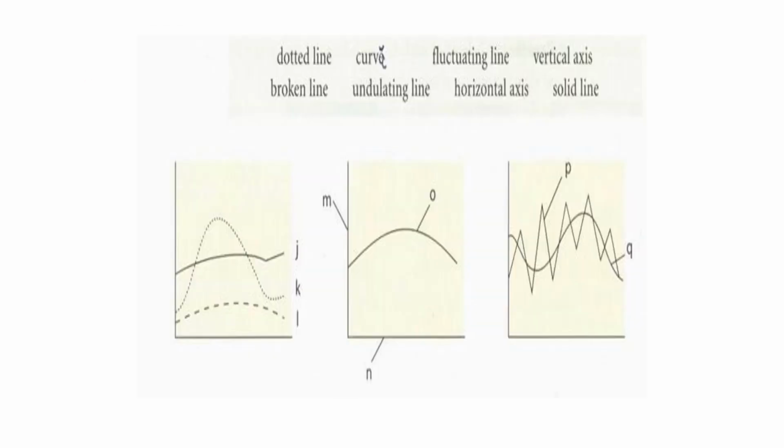All right. Look at this. These are the elements of graphs. You have to know that this is called the vertical axis. This is called the horizontal axis. Sometimes vertical axis.